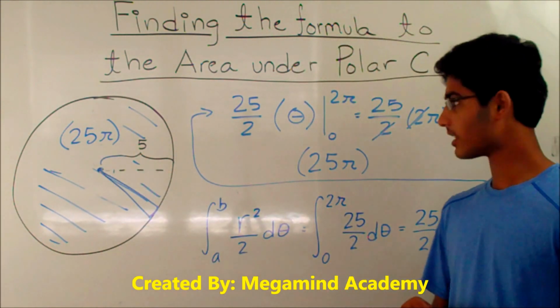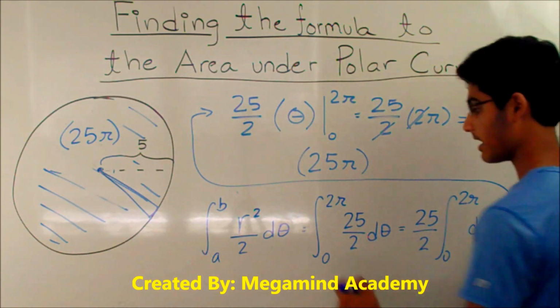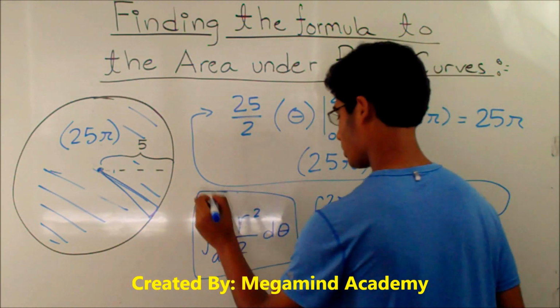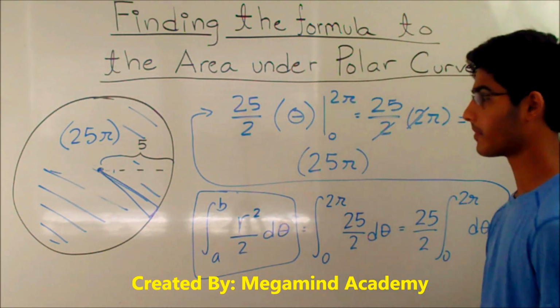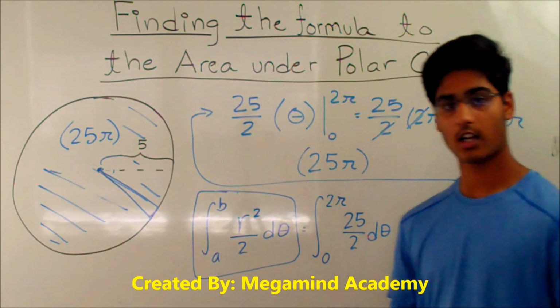But the real answer to this problem, which is finding the formula for the area under the polar curve, is the integral from a to b of r squared over 2 d theta. Today we learned about how to find the formula for the area under polar curves.